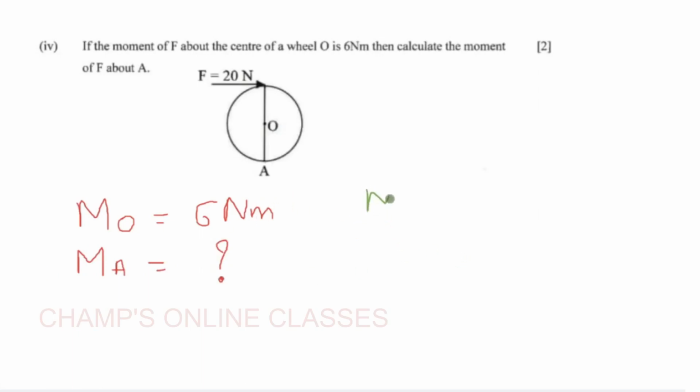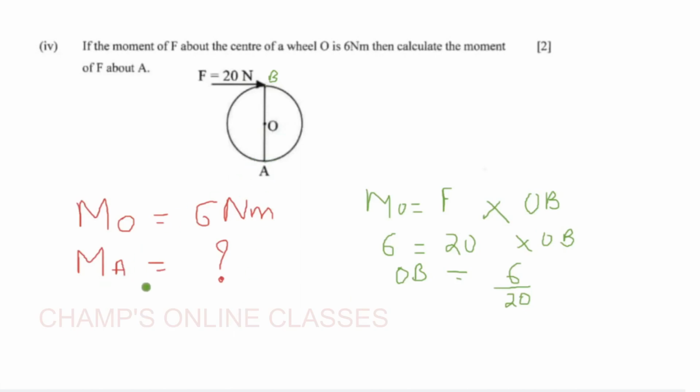Okay, now what is MO equal to? MO equal to the force applied into the distance. Let's take this point as B. So OB. Now F is 20, MO is 6, and OB we will find out. So OB is equal to 6 divided by 20. Fine. Leave it as it is.